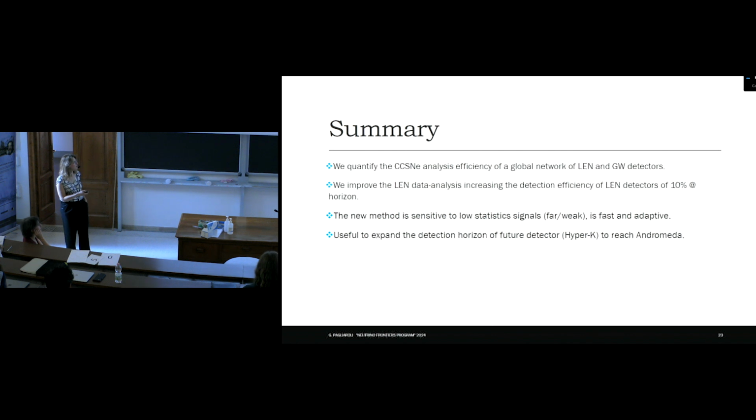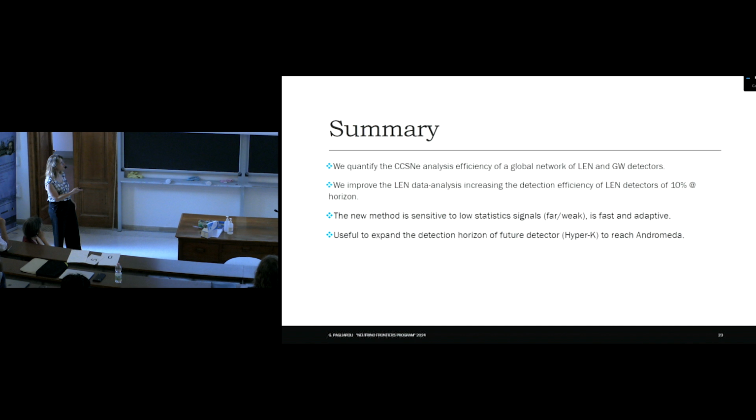So we quantify the core-collapse supernova analysis efficiency with a global network of low energy neutrino and gravitational wave detectors. We show that it's possible to improve the low energy neutrino data analysis by using the shape parameter by 10% at the horizon of the detector. And this makes this method very sensitive to low statistic signals, so far away supernovae or weak supernovae. It's very fast and it's adaptive, completely based on data. And it could be very useful also to expand the detection horizon for future detectors like Hyper-K to Andromeda.